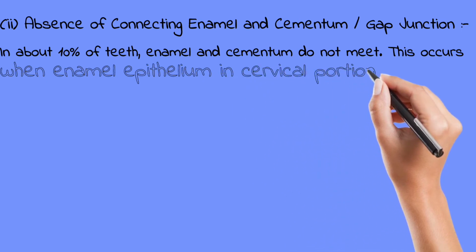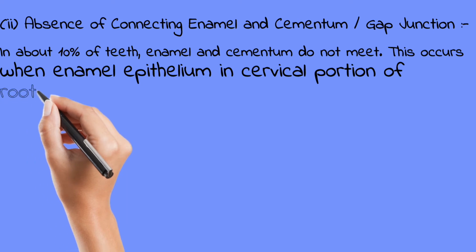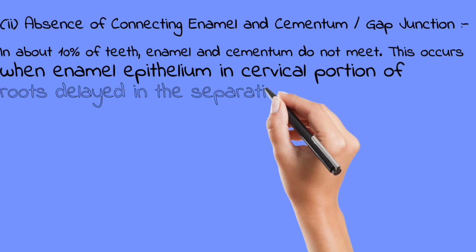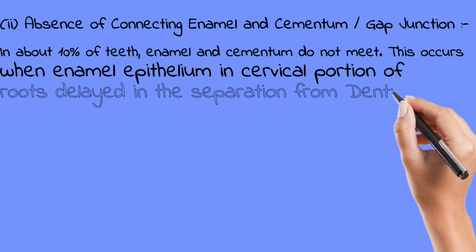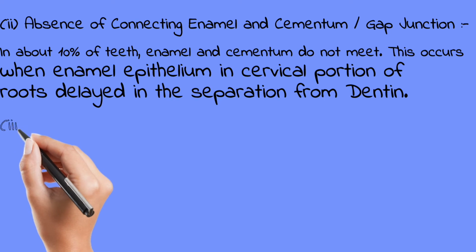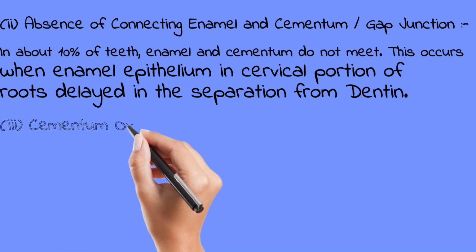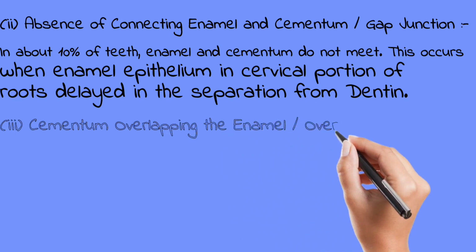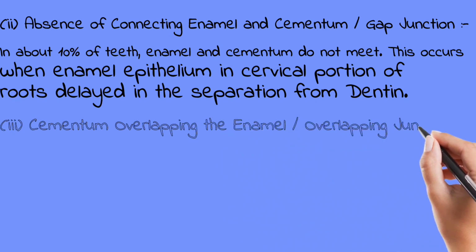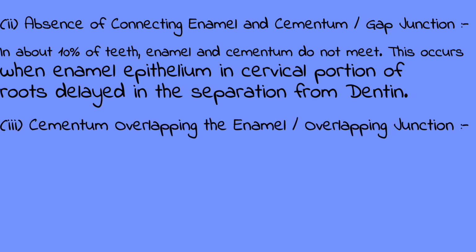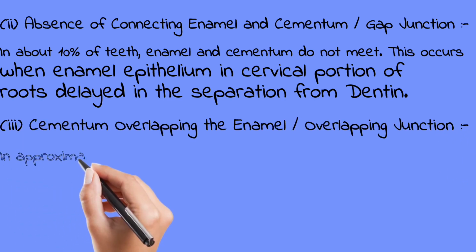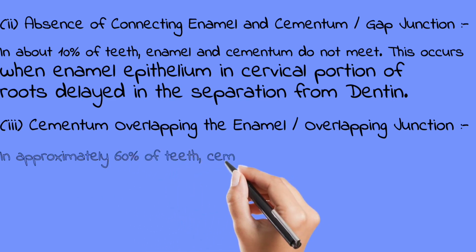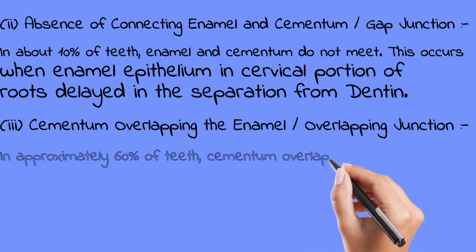Next, we have the third type, that is the cementum overlapping the enamel, or the overlapping junction. In approximately 60% of the teeth, so these are the majority, cementum overlaps the cervical end of the enamel for a short distance. This occurs when the enamel epithelium degenerates at its cervical termination, permitting connective tissue of the dental follicle to come in direct contact with the enamel surface and produce afibrillar cementum.